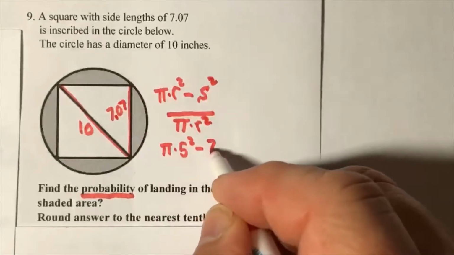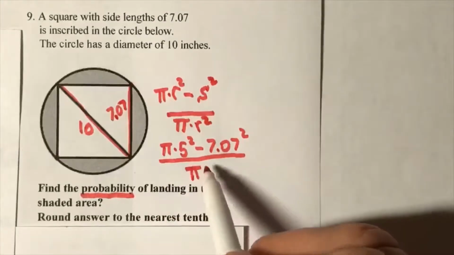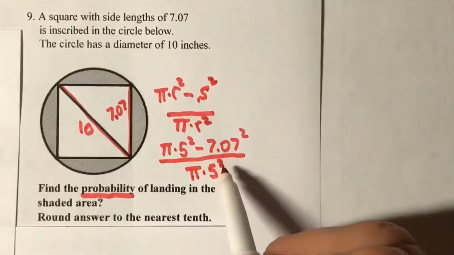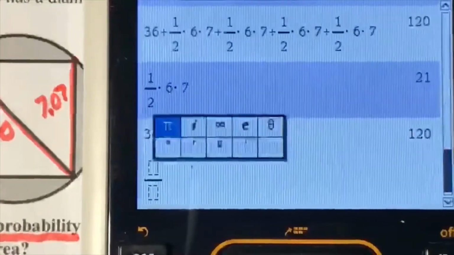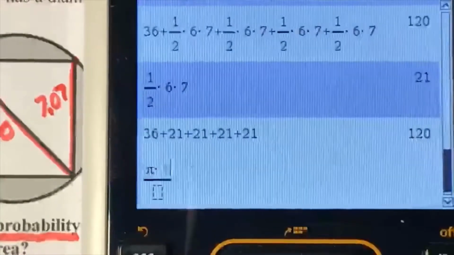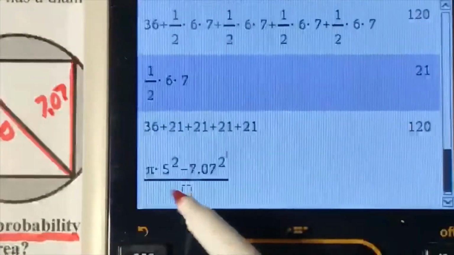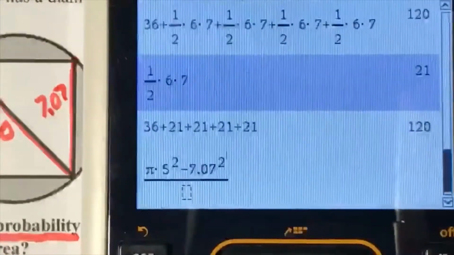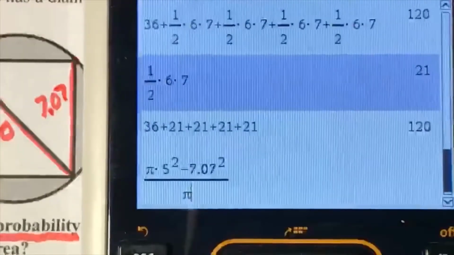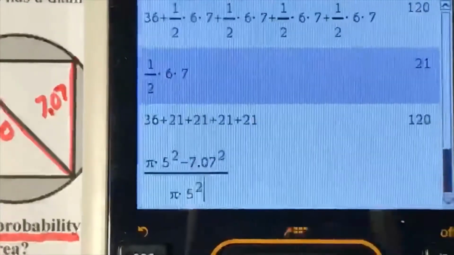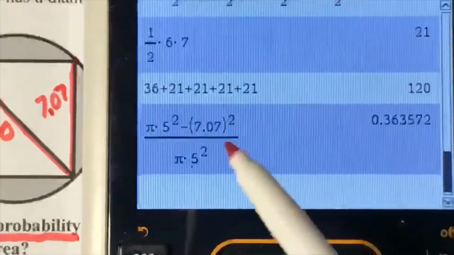So I'm going to put 7.07 and square that, and then divide by the circle again to get the probability. Press Control, divide. Pi times radius squared, subtract 7.07 squared. All that on top is the shaded area. Probability of landing in it, we have to divide by the area of the entire thing. This is the decimal representation of this fraction.